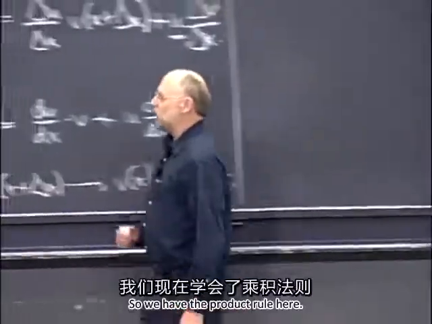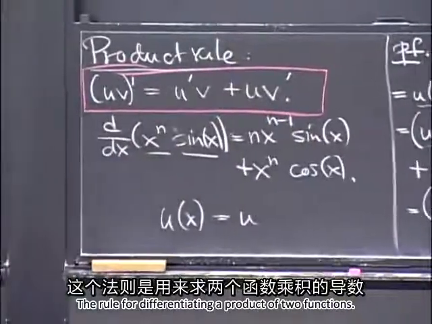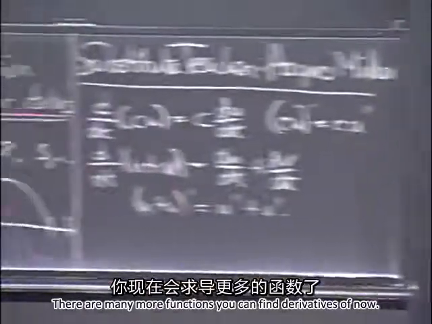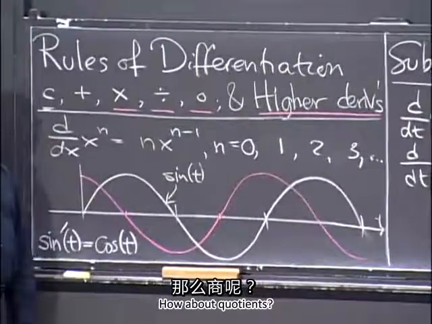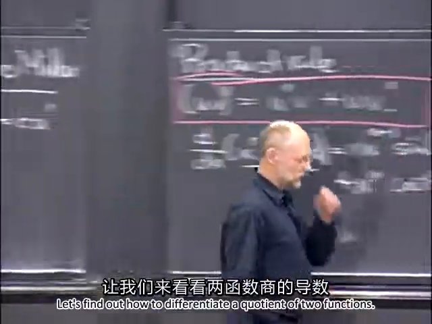So, all right, we have the product rule here, the rule for differentiating a product of two functions. This is making us stronger. There are many more functions you can find derivatives of now. How about quotients? Let's find how to differentiate a quotient of two functions.